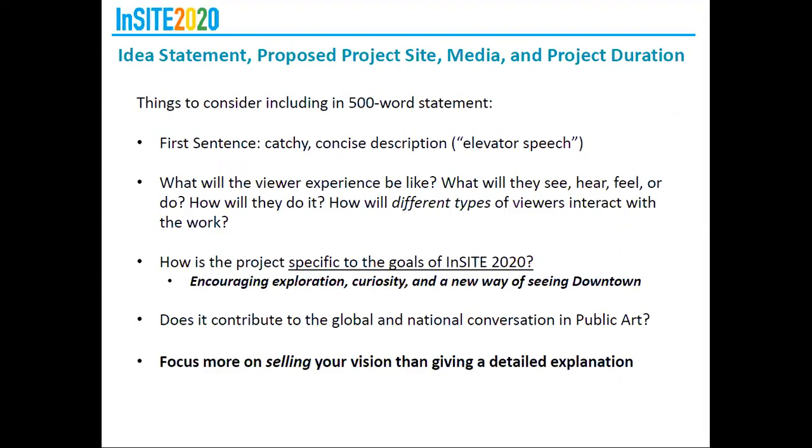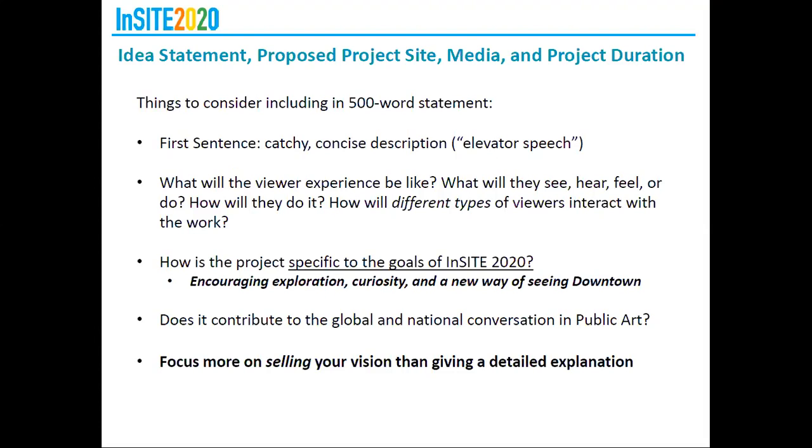So moving on to the statement of your idea, and the other supporting elements of that. For your 500-word statement, consider starting with a very catchy and concise description as your first sentence. If you had to really condense everything about your idea into one sentence, what would that be? If awarded this opportunity, I will, and it will. Period. That is really going to help your application stand out in the pile. Think about how many applications the reviewers are going to have to get through. You really want them to remember yours.